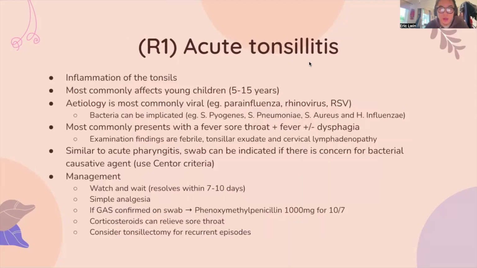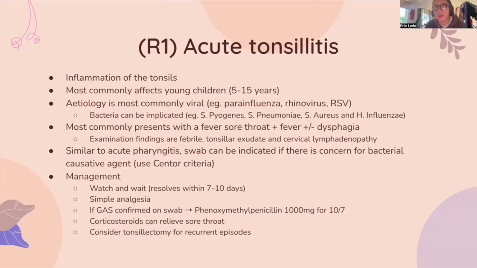The next condition is acute tonsillitis and refers to inflammation of the tonsils, most commonly affecting children between 5 to 15 years. Again, the most common causative organisms are viral, such as parainfluenza virus, rhinovirus, and RSV, but bacteria can also be implicated. The most common presentation for tonsillitis is a fever and a sore throat, and also dysphagia potentially. For examination, you will find that the patient will be febrile with tonsillar exudates and cervical lymphadenopathy.